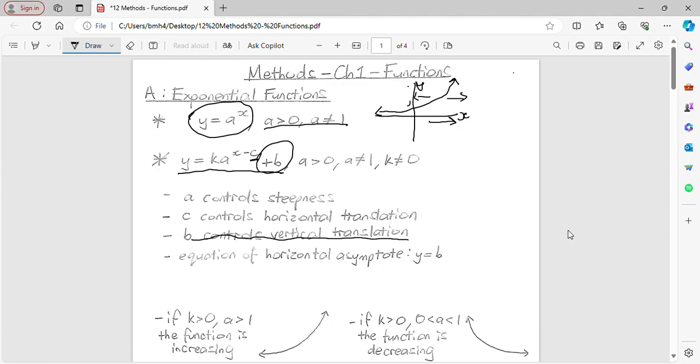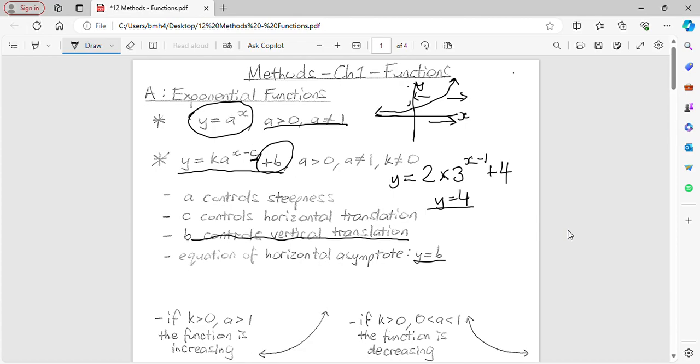Equation of horizontal asymptote is y equals b. So you've always got horizontal asymptotes with these exponential graphs, and they're of this form here. So say you've got y equals 2 times 3 to the x minus 1, plus 4. So this graph would have the horizontal asymptote of y equals 4.